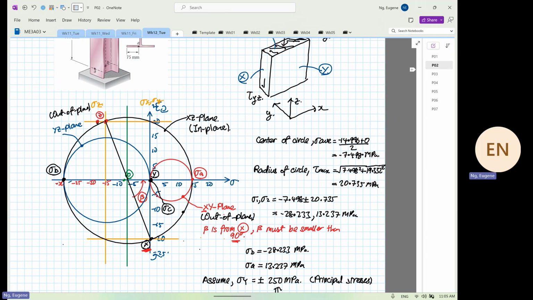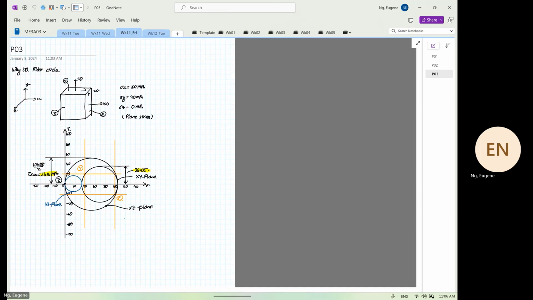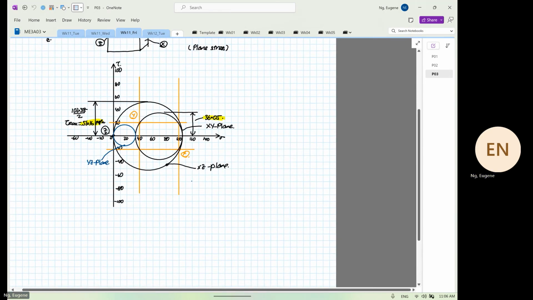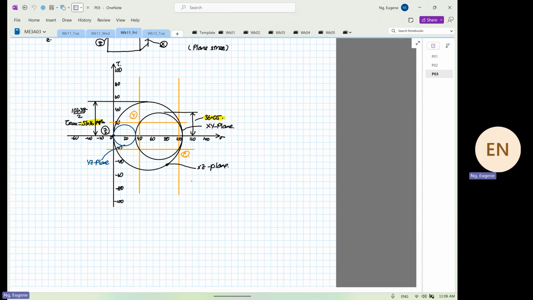But remember on Friday, what happened? Remember we did this example? You have to go into what? 3D Mohr's circle. So the 3D Mohr's circle aspect is to check your in-plane has the highest stress state. Okay, our in-plane has the highest stress state.